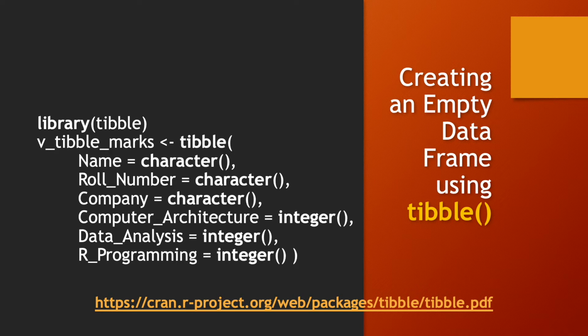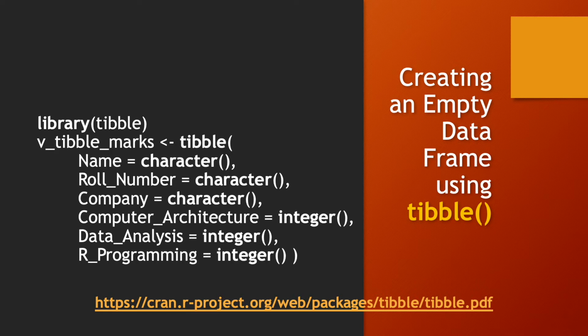The syntax is the same. However, notice that we don't have that parameter called stringsAsFactors. So I need to just give the column and the nature of the columns. So I give the same column names, name, roll number, company as character, and computer architecture, data analysis, and art programming as integers, and I can form a table.